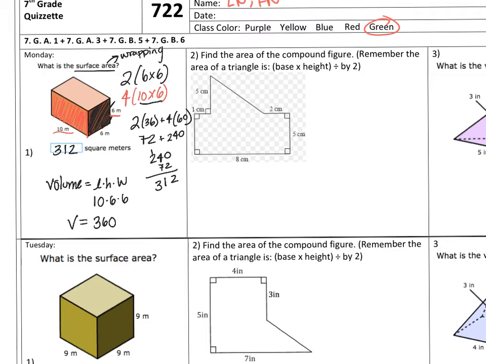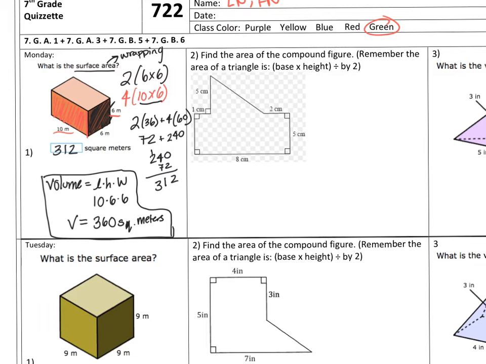So the volume, like if you open this object and you were pouring water into it, or pouring something in it, or trying to fit boxes in it, you could fit 360 cubic meters if it was a volume question. You don't have to do that every day. I just wanted you to understand that surface area is like wrapping paper and volume is what's inside.